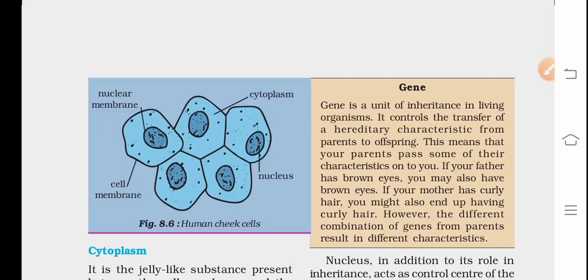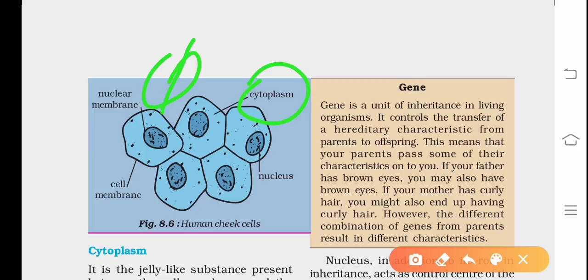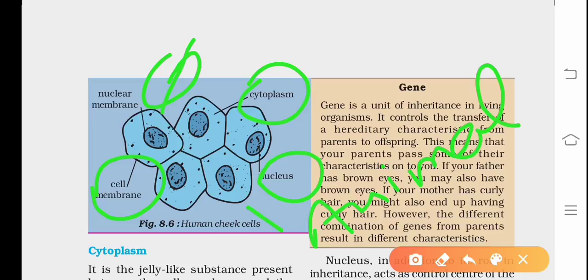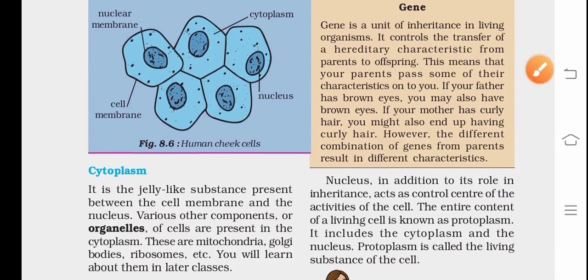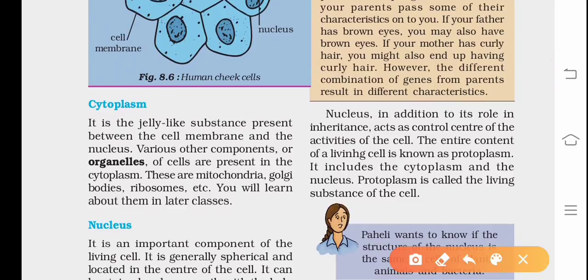Similarly, we can also prepare the slide of human cheek cells. Here we can see a nuclear membrane, cytoplasm, nucleus and cell membrane. This is an example of animal cells. Now these slides can be prepared in the laboratory. The next part of the cell is the cytoplasm, which is the jelly-like fluid present between the nuclear membrane and the cell membrane, and various cell organelles keep on floating inside this.